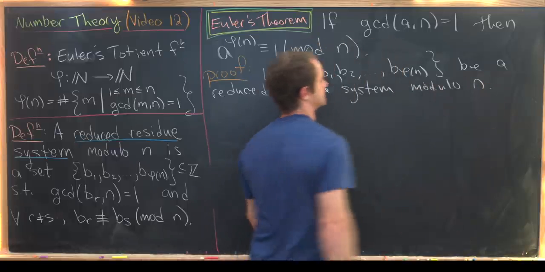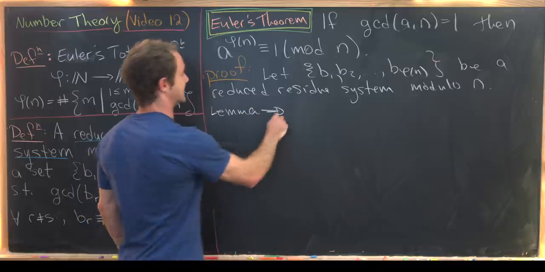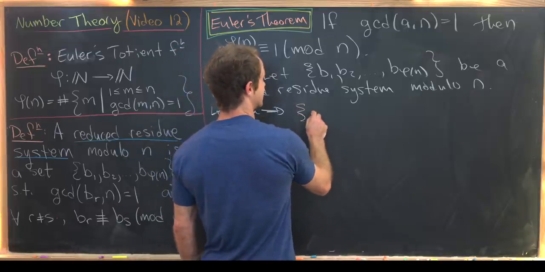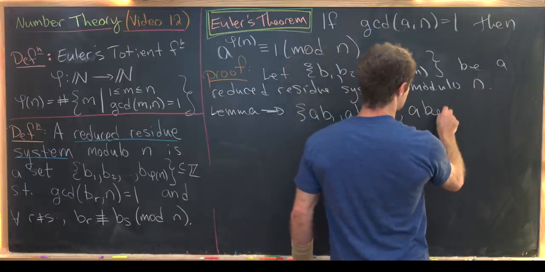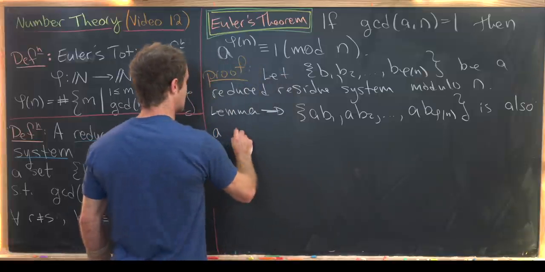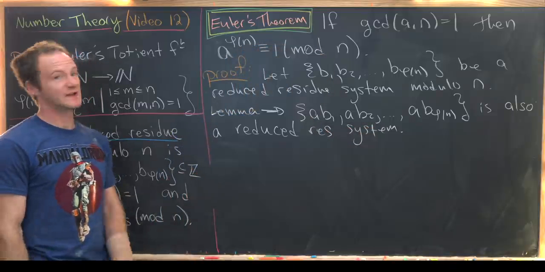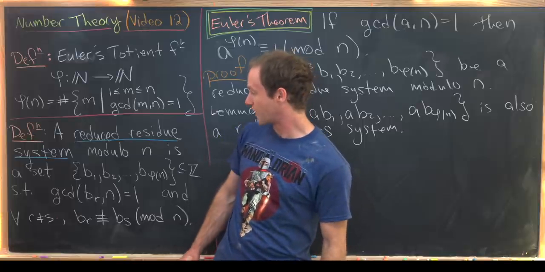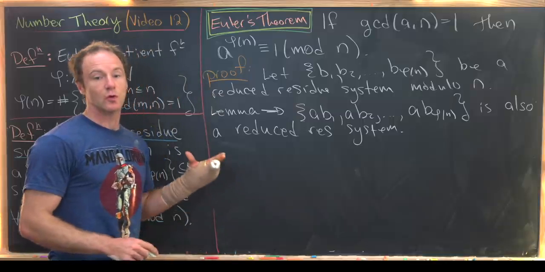modulo n. And then our lemma implies that we have another reduced residue system modulo n, and that is given by a b1, a b2, all the way up to a b phi n is also a reduced residue system. But let's recall what a reduced residue system is. It's a list of all possible residues modulo n that are relatively prime to n. So what does that tell us?